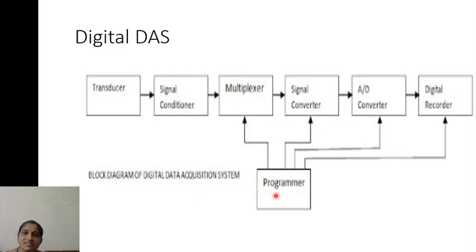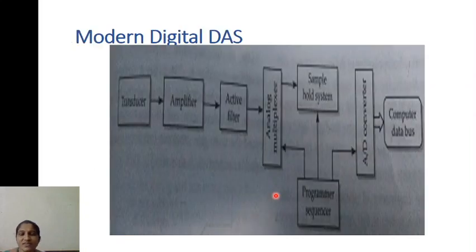Next one is the digital data acquisition system. The obtained data is in the form of digital data, so it is called digital data acquisition system. Next one is modern digital DAS. Modern digital DAS is an advanced version of the digital data acquisition system. So what are the advanced features?